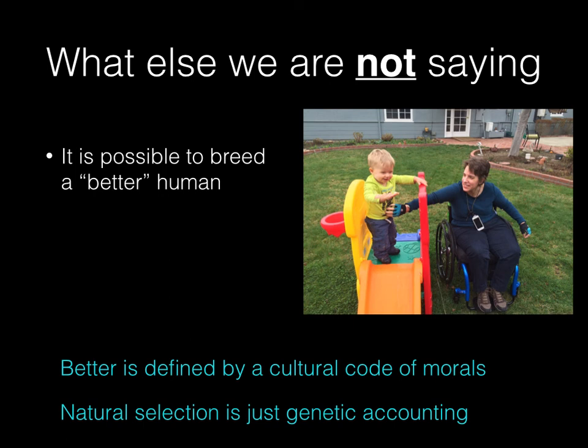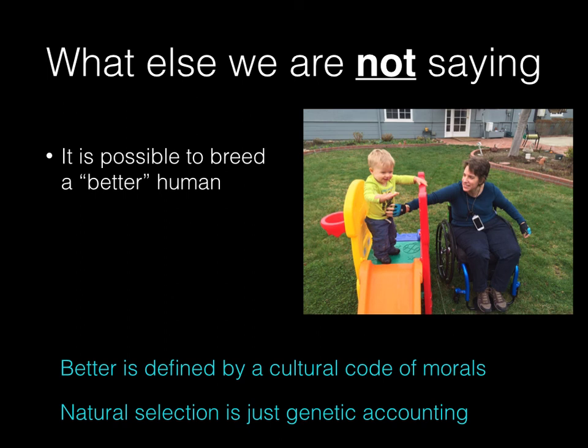So this is a picture of my sister and her son, my nephew. My sister has a genetic predisposition for cancer, and she has passed it along to her son. And I don't think anyone is suggesting that because we've decided that having cancer is a bad thing, we shouldn't let my sister have kids.